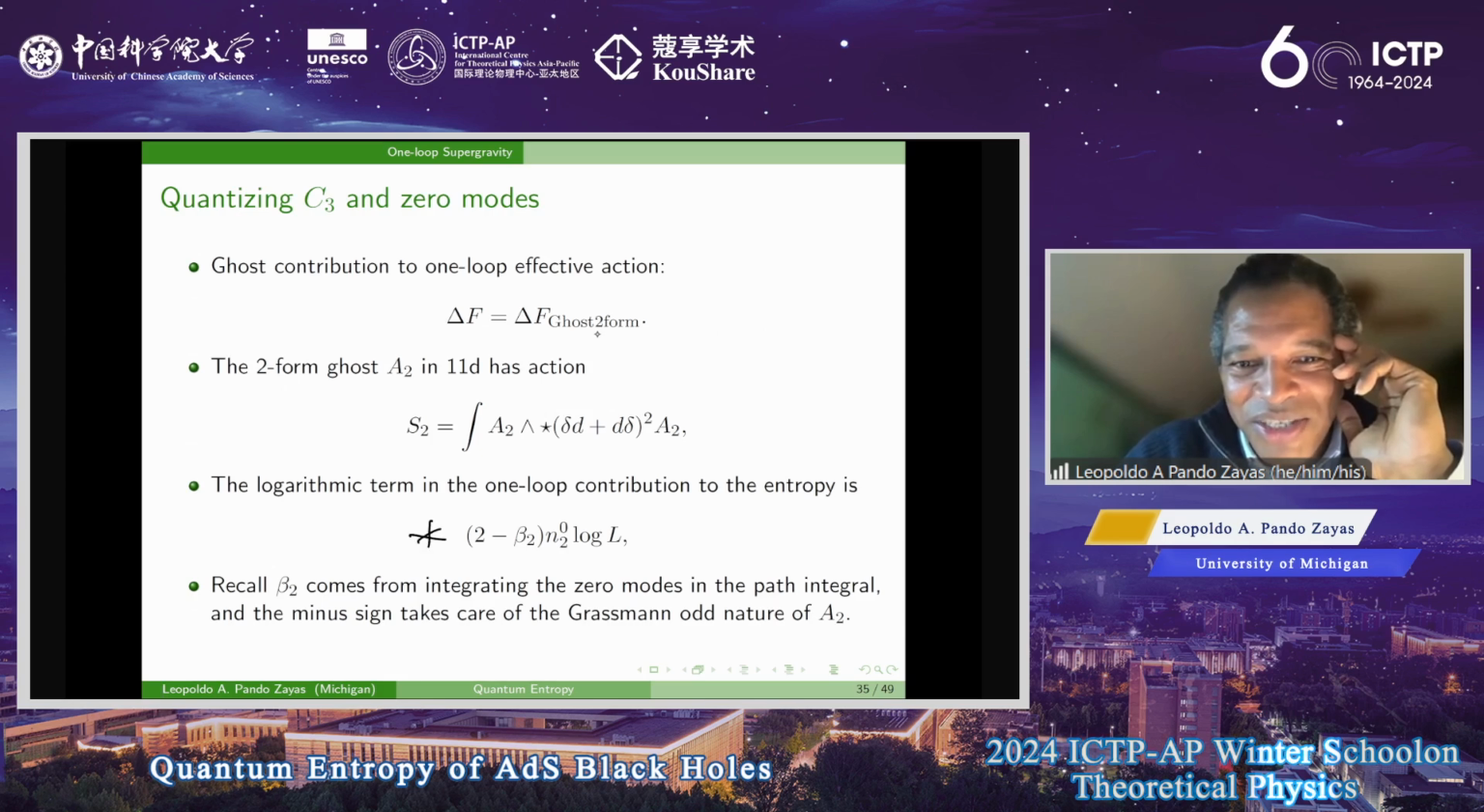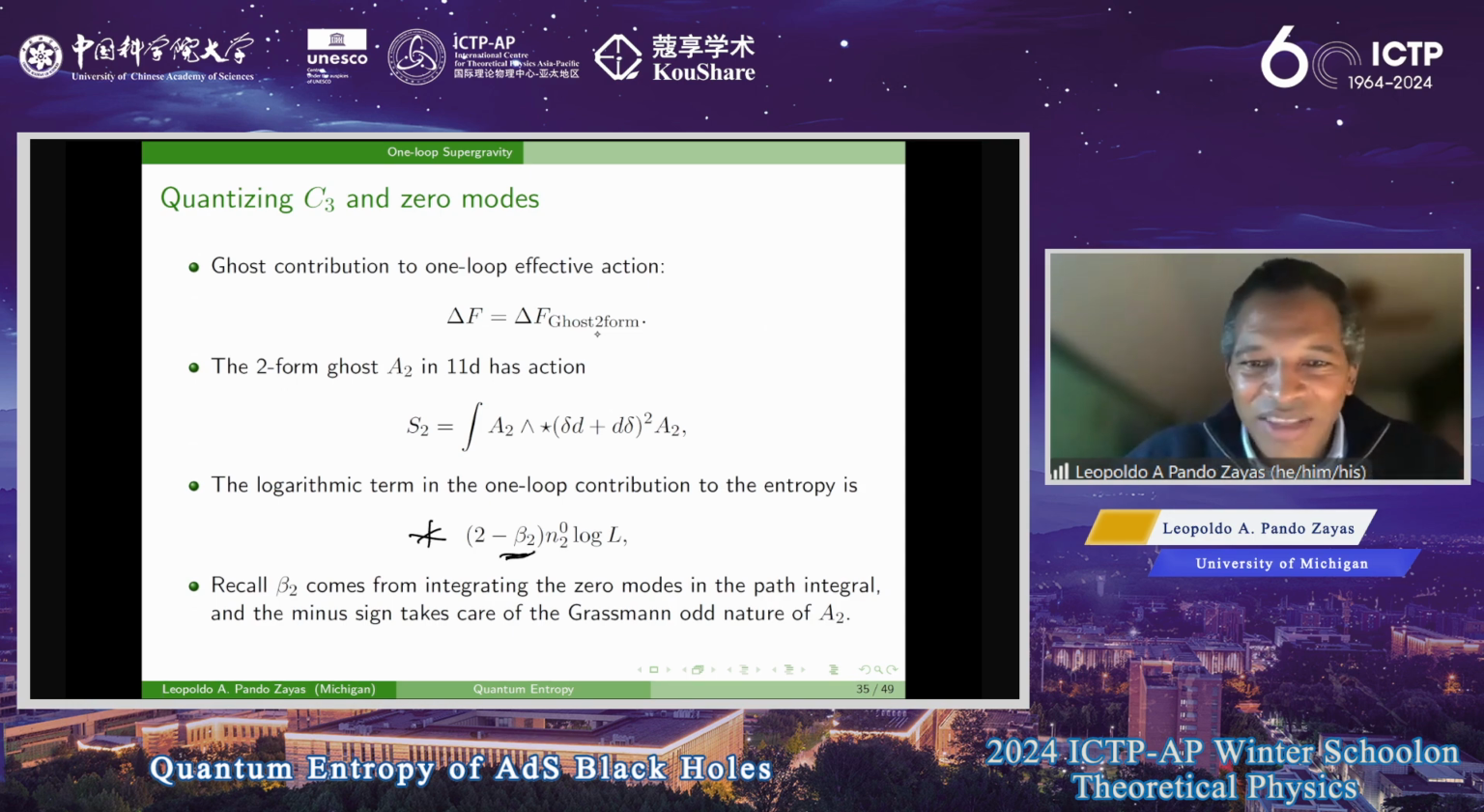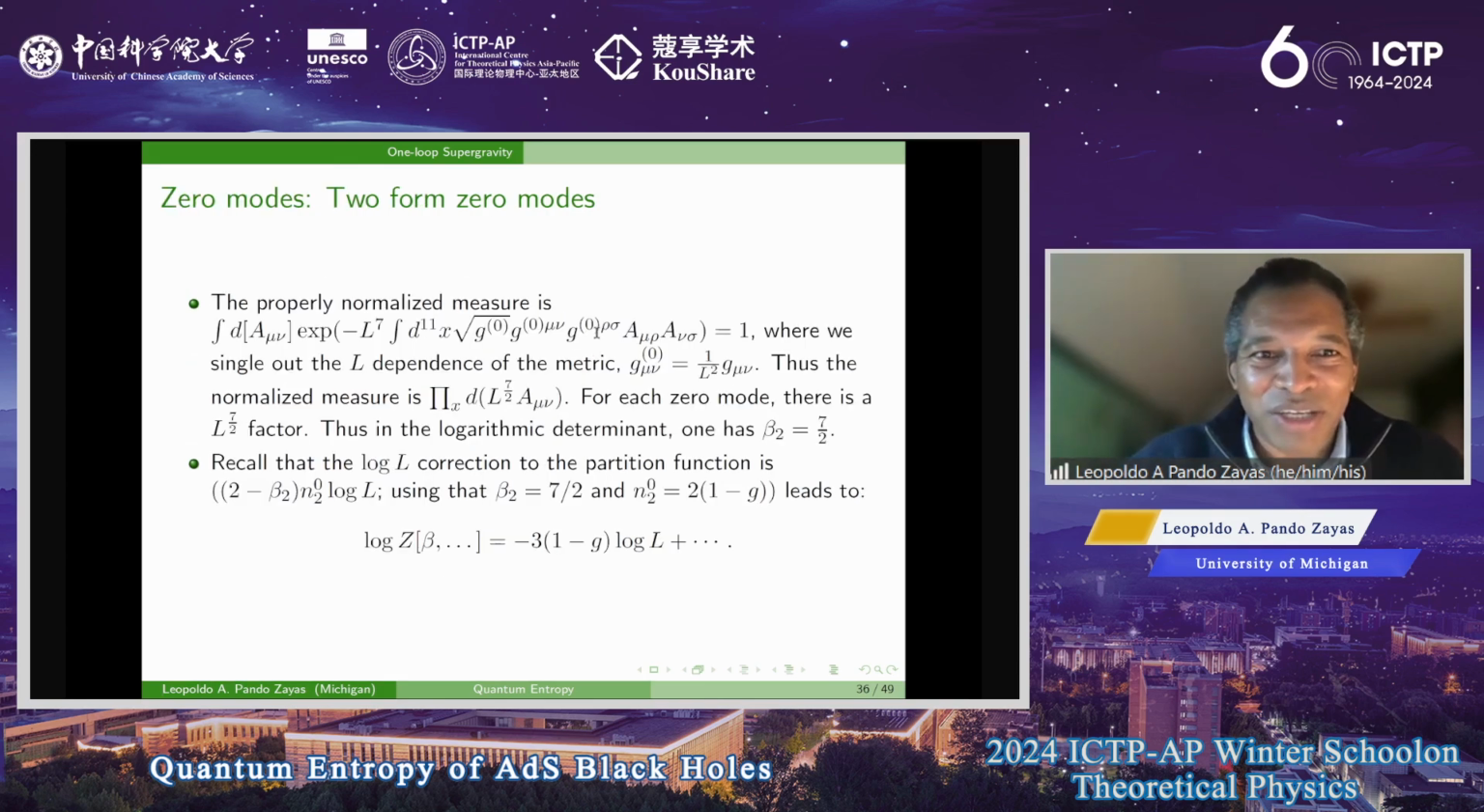So there's two because it was two forms. So now I need to tell you how to properly add them to the path integral. And this is, again, a computation that Ashok Sen did many times. So let me remind you what happens.